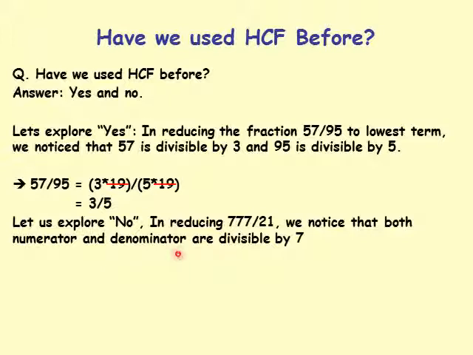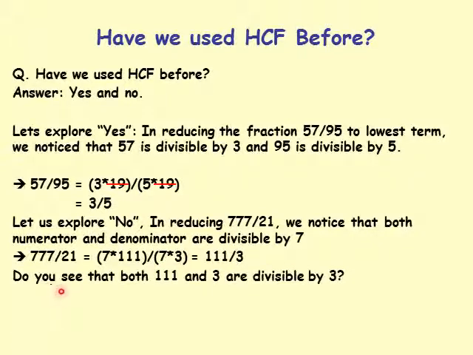Now we see 7 is a common factor, so we divide both the numerator and the denominator by this common factor. That gives me 111 divided by 3. Do you see that both 111 and 3 are divisible by 3? The digit sum is 3, and a digit sum of 3 means the number is divisible by 3.